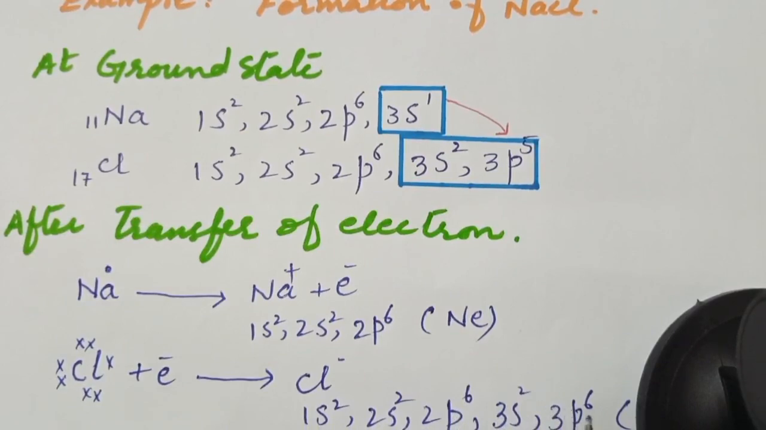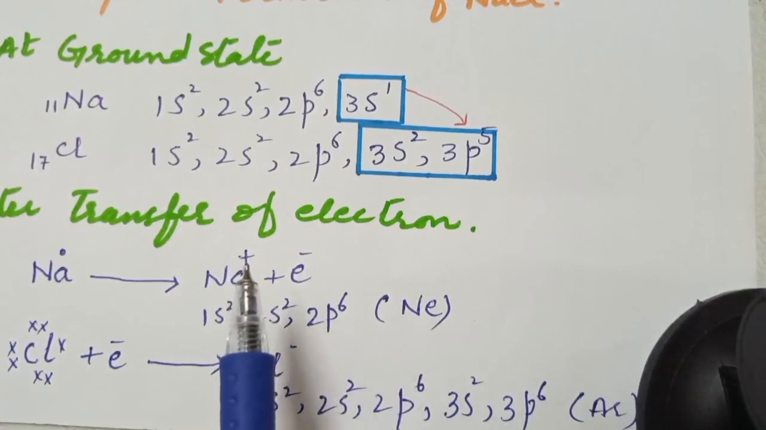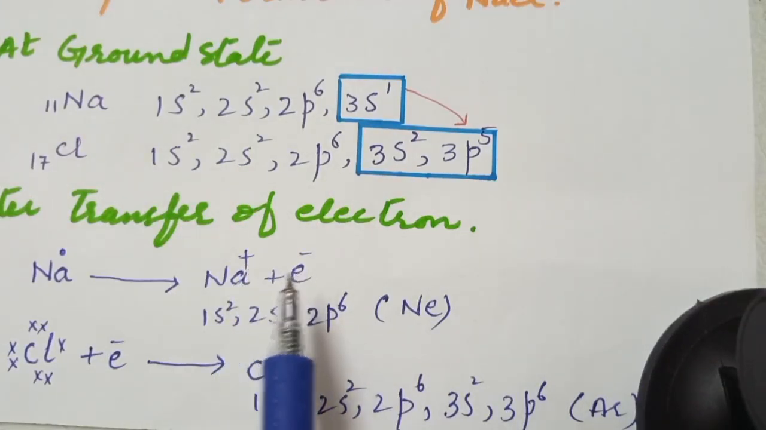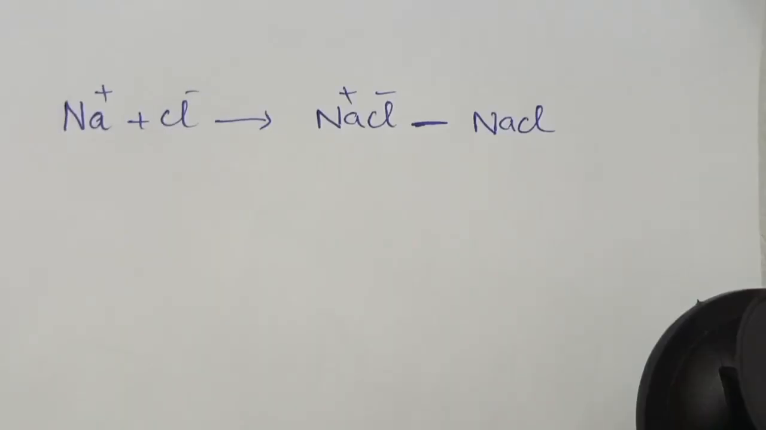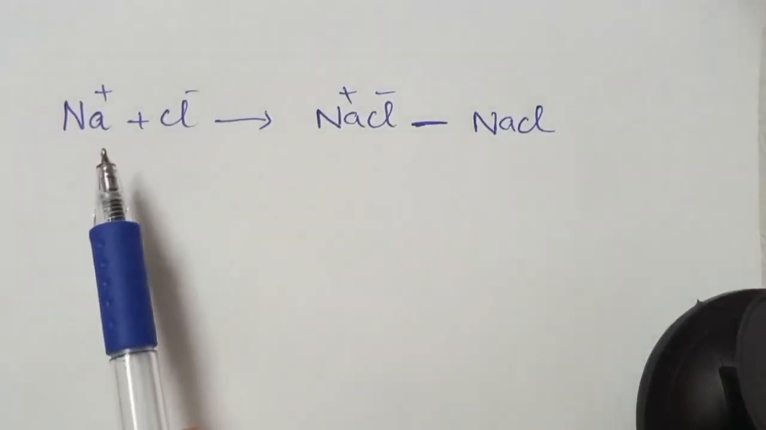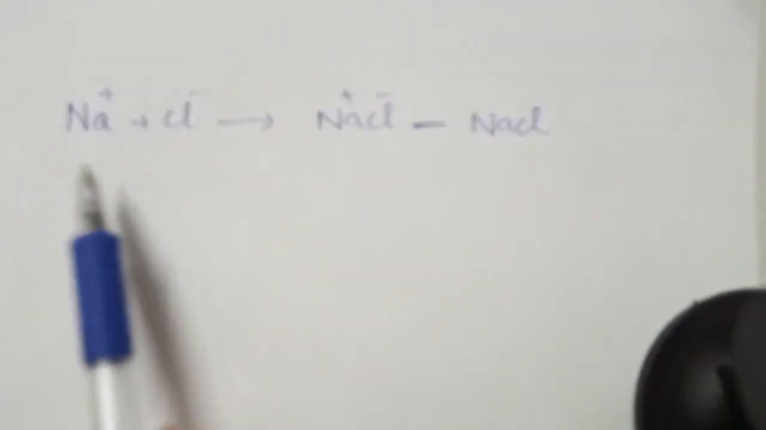The electronic configuration closest to argon. After losing one electron, the sodium will acquire one positive charge and it will release one electron. After releasing one electron, sodium will gain one positive charge, and the chlorine atom, after accepting one electron, will gain the negative charge. After complete transfer of electron, the sodium ion and the chloride ion will have electrostatic forces of attraction for each other.